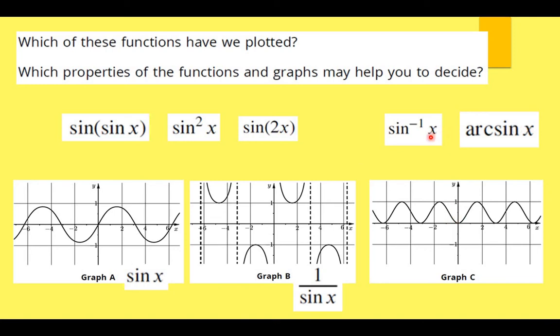The inverse graphs we haven't even considered, and it doesn't look weird, so we'll stick with these ones. Sine of sine x sounds awful, so let's try sine squared x. Let's imagine squaring the y values here. If we square 0, we get 0. If we square 1, we get 1. If we square 0, we get 0. If we square -1, we get +1. We're going to get only positive values. So in fact, graph C is sine squared x.